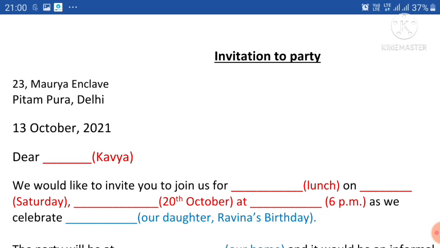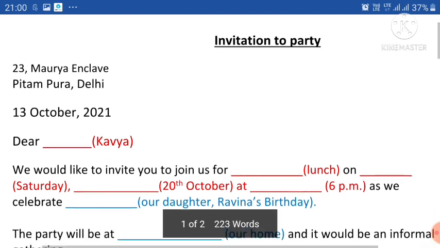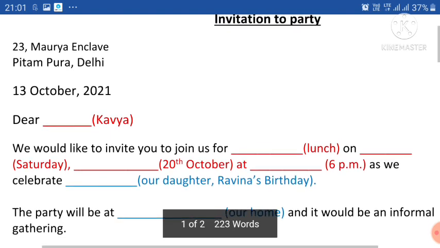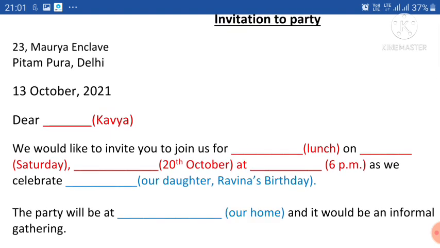Actually, this is a template, students. Template means I have left spaces in which you have to write the information given in the question or the information that you yourself can invent. What is the name of the person whom you are inviting? The recipient's name goes here. This is the salutation. Dear, let's say Kavya. Kavya is the name I thought of. You could write any name you think of. Dear Kavya. And then the body of the invitation.